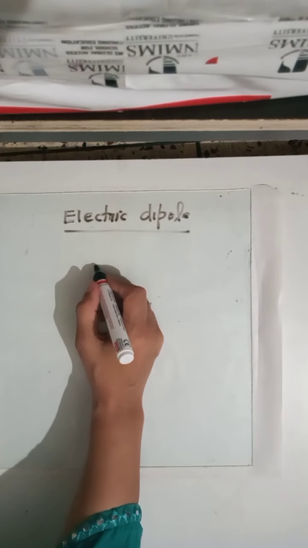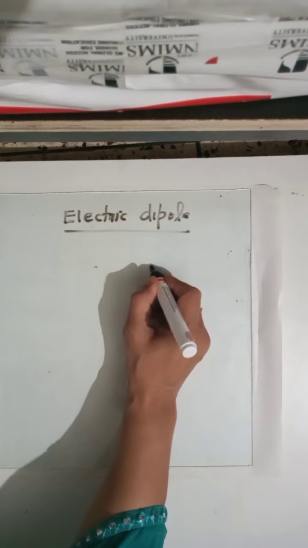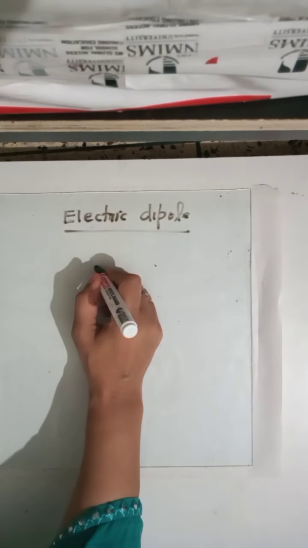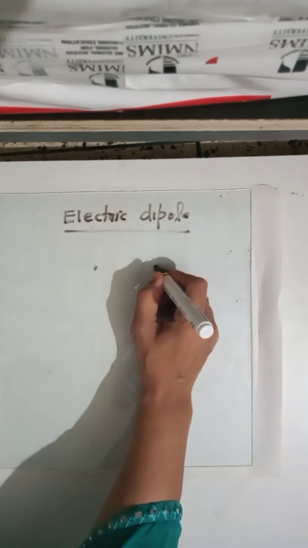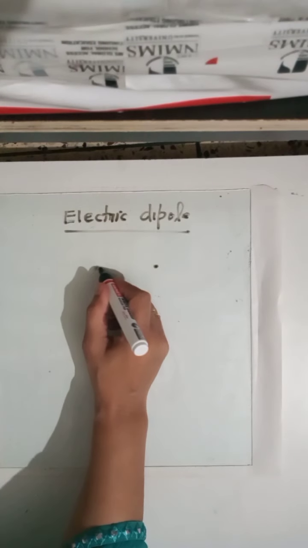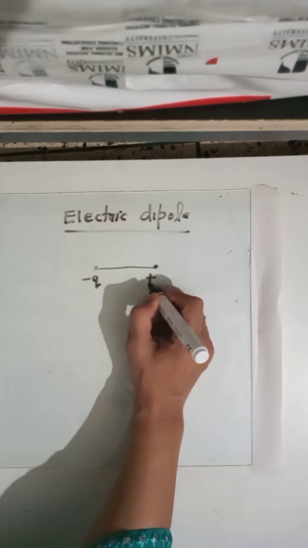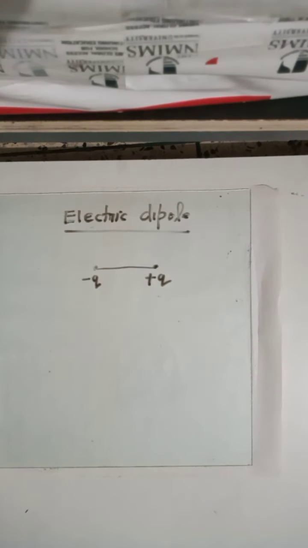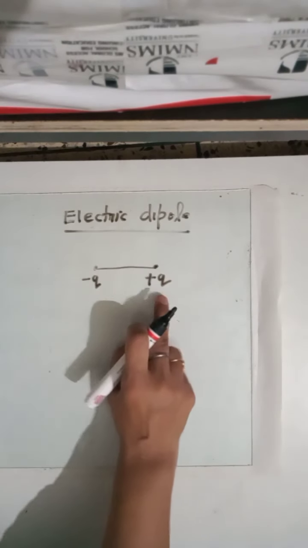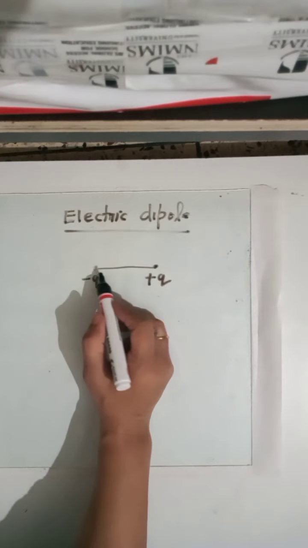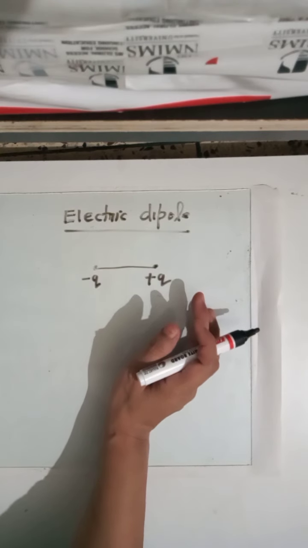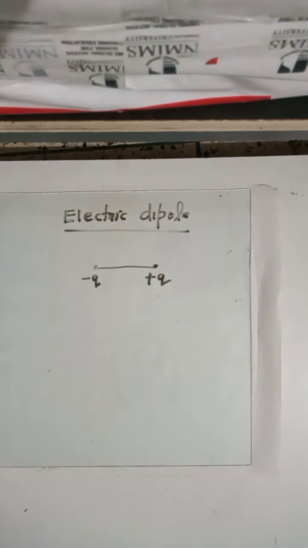That means there are two charges. Both charges are point charges, and one charge is positive, another charge is negative, separated by a very small distance. This system is known as the electric dipole.